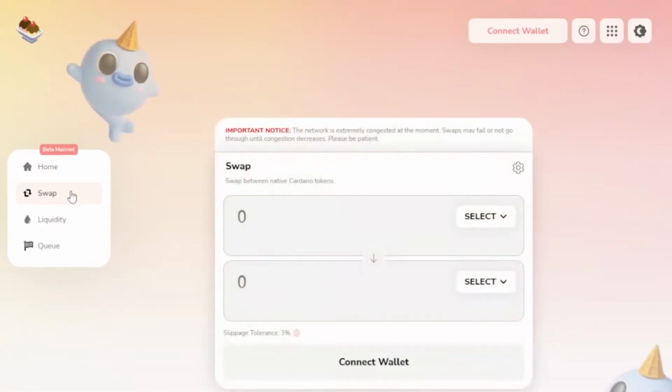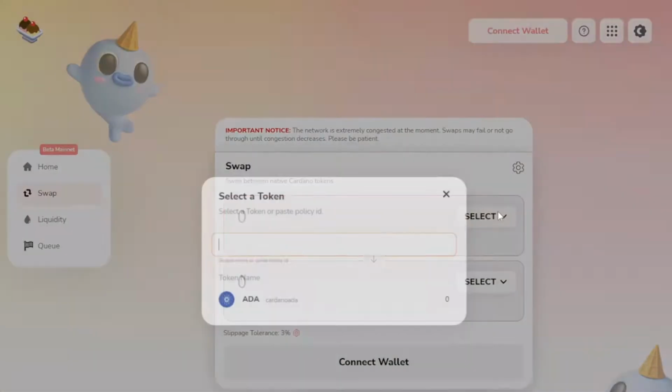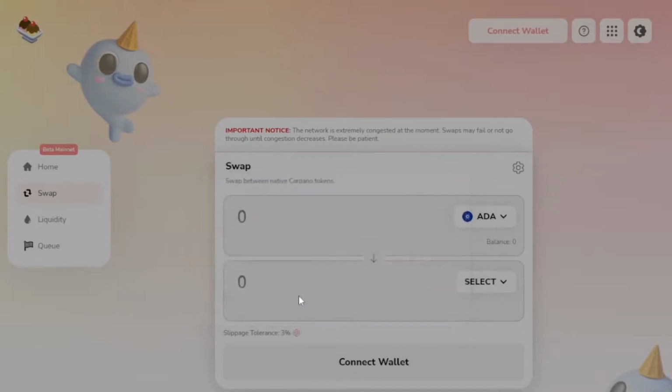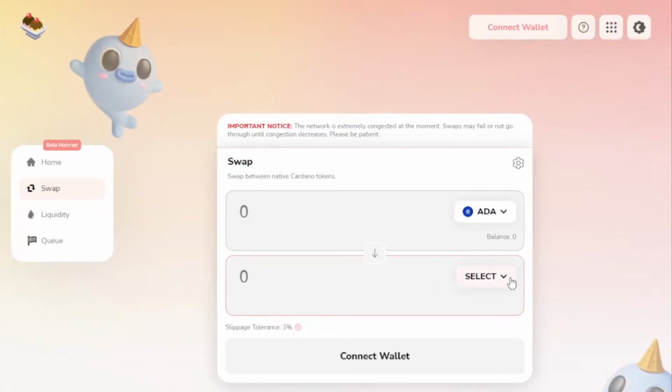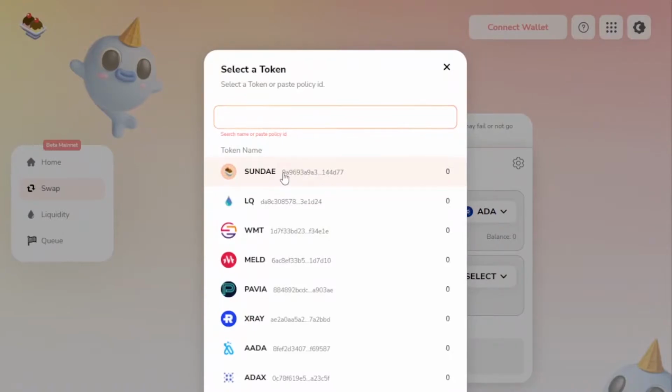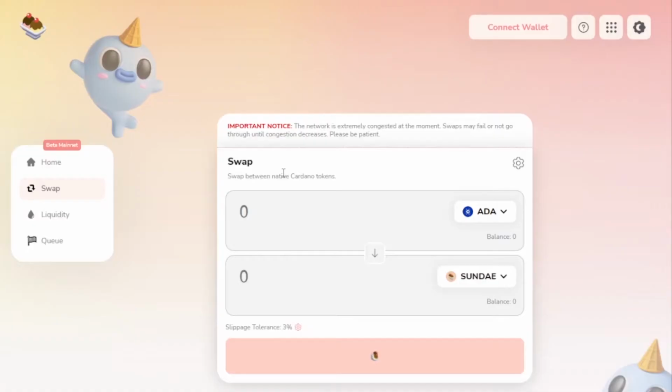Next, select the token you want to swap. If you want to swap ADA to SUNDAE, select ADA. Then select the token you wish to receive upon the swap. In this case, select SUNDAE. Then, enter the amount you wish to swap.